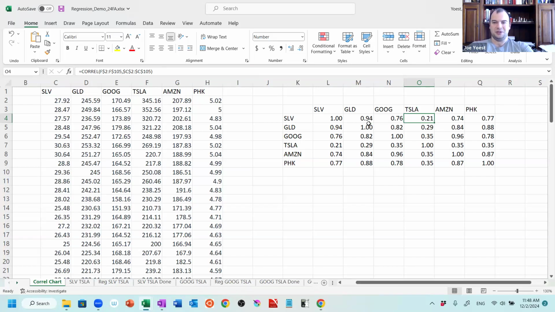But so you see Tesla not really related to silver, with a low linear relationship to silver or gold. You also see them with a fairly low relationship to Google, Tesla and Google right here, and with Amazon, and also with PIMCO, a relatively low linear relationship between all of these. But then we see again, like say Amazon versus PIMCO, pretty high linear relationship there, high degree of linear relationship. These relationships are all positive, actually.